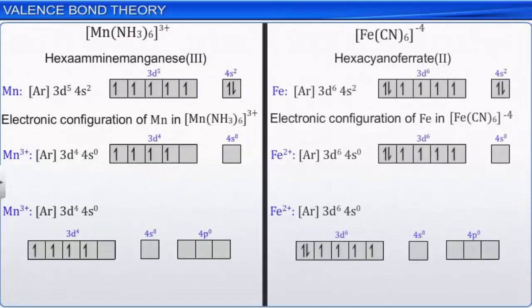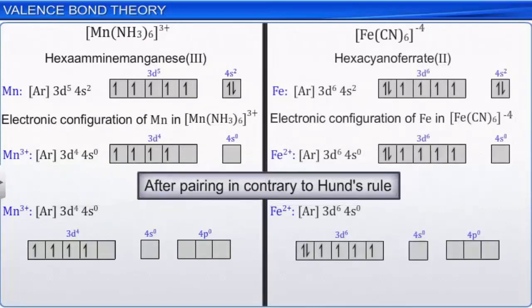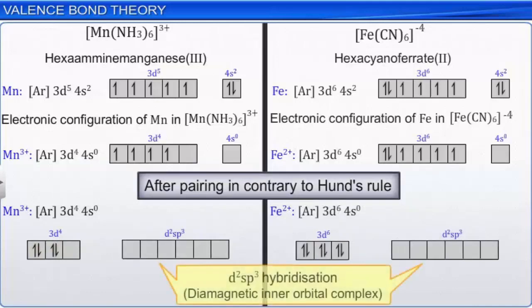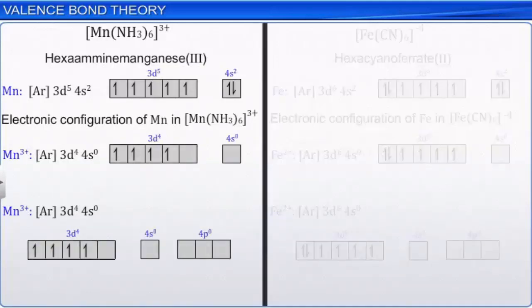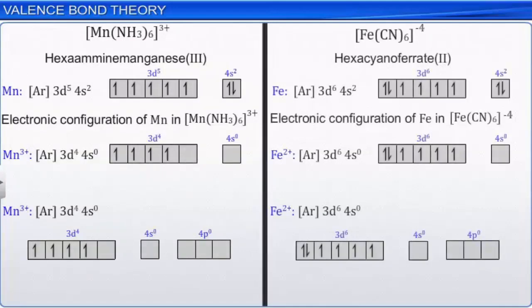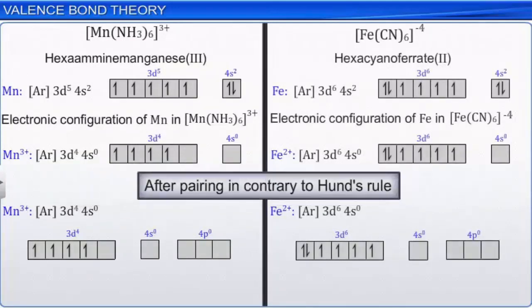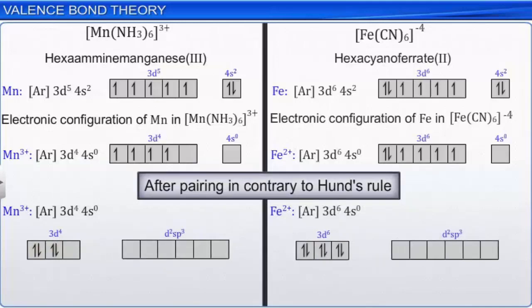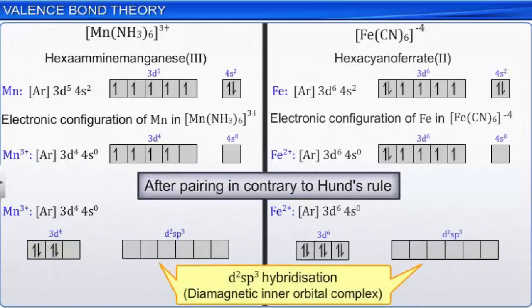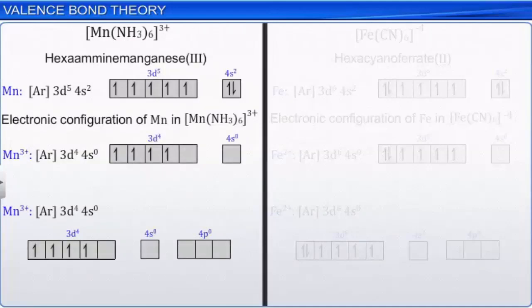Hexamine manganese 3 plus. So the electronic configuration of manganese atom is argon 3d5 4s2. You could see in this 3d5 configuration, all these electrons in the 3d orbitals are half filled. 4s is completely filled. The electronic configuration of Mn3 plus ion: 3 electrons from this manganese atom are lost. Now it is argon 3d4 4s0. Here there are vacant 3d orbitals and there is one 4s vacant orbital.